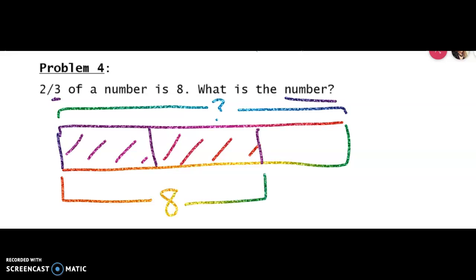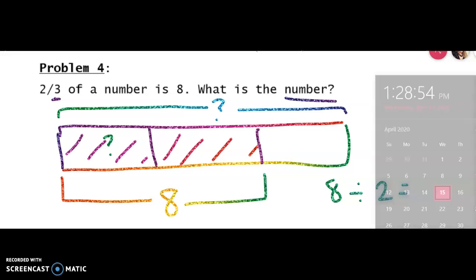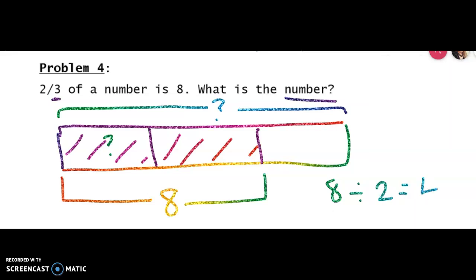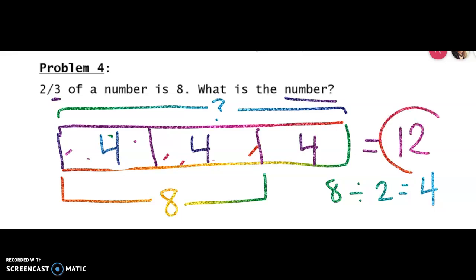If you know that 2 units are equal to 8, you can figure out what the single unit is by taking 8 and dividing it by the 2 equal parts, which would get you 4. So if this one's 4 and this one's 4, this one would also have to be 4, which would give us a total amount of 12. So 12 is the number they are looking for.